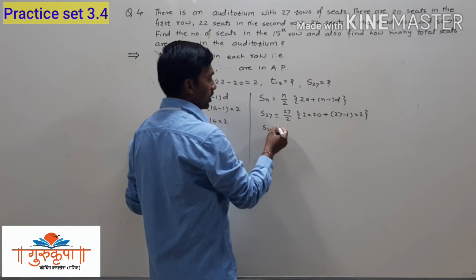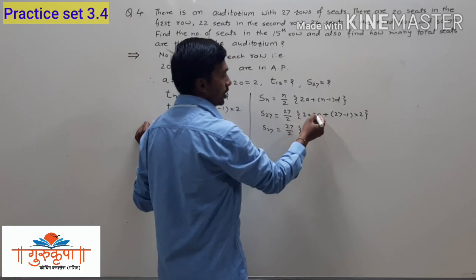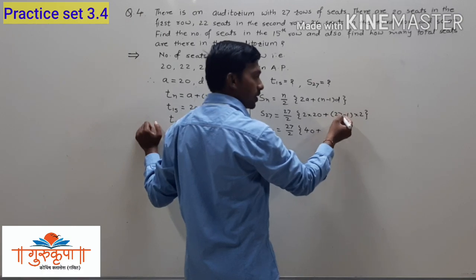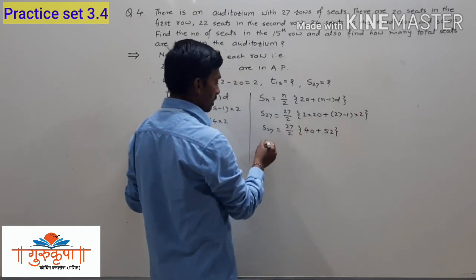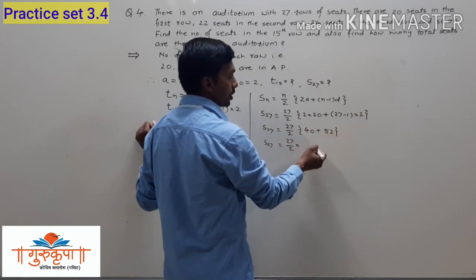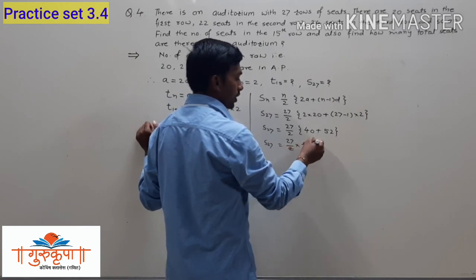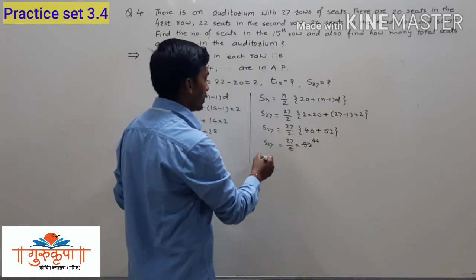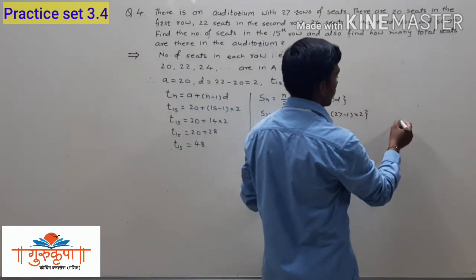S27 is equal to 27 divided by 2 into (20 into 2 is 40, plus 27 minus 1, that is 26, multiplied by 2, that is 52). Now simplify this again. S27 is equal to 27 divided by 2 multiplied by 92. 2 fours are 8 and 2 sixes are 12. This is 46 multiplied by 27, that is S27 is equal to the product of 46 and 27.